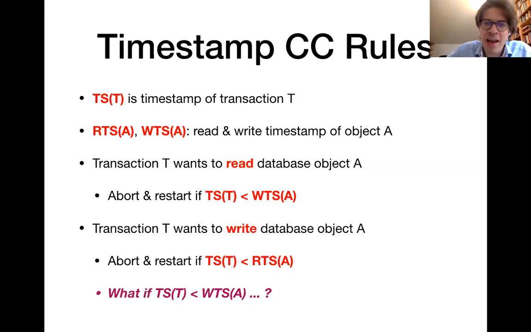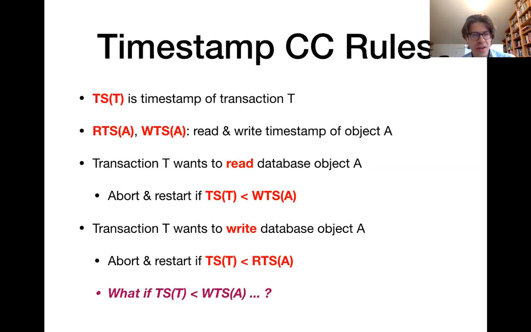Now, in this case, we see that the object A has been updated by a transaction with a higher timestamp than the transaction that is trying to read. That means if we allowed the transaction to proceed and read the current value of A, we would be inconsistent with the timestamp order, because the transaction should have read an earlier value of object A written by a transaction with a smaller timestamp. And because of that, if we have this condition here, we have to abort the transaction trying to do the read and restart it with a higher timestamp.